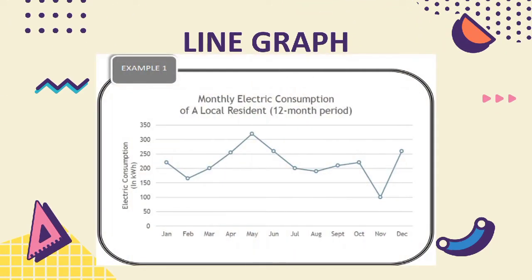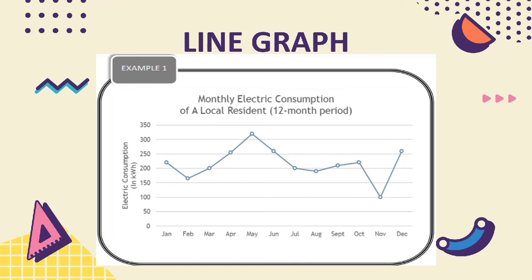So here's an example of a line graph. We have the monthly electric consumption of a local resident for a 12 month period. It was stated earlier that time is important in a line graph. So the time here is 12 months, from January to December, which is written on the horizontal axis of the line graph, while written on the vertical axis is the electric consumption. So the graph above indicates the trend of electric consumption over a period of 12 months from January to December.